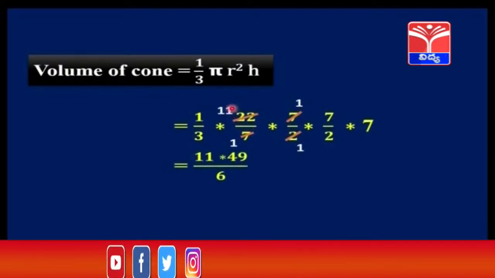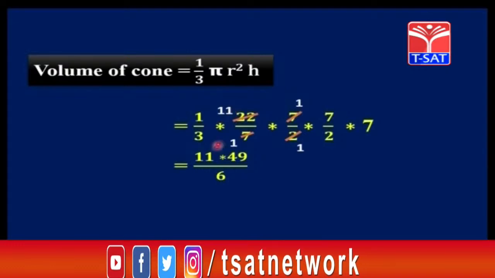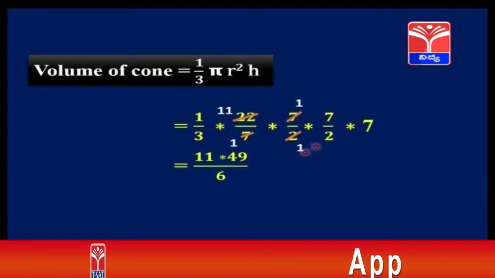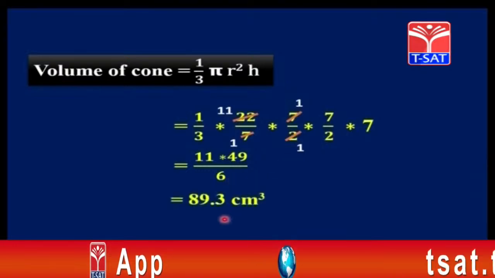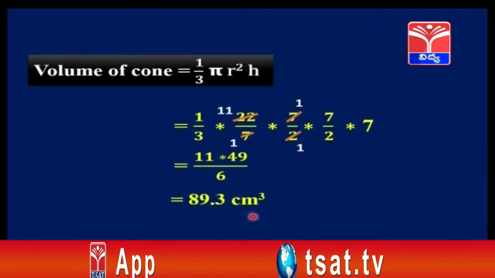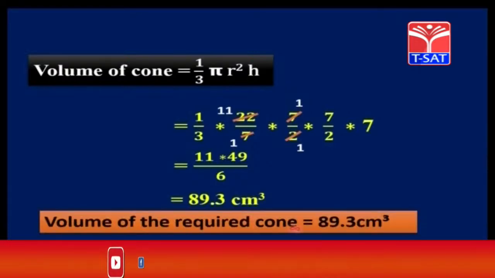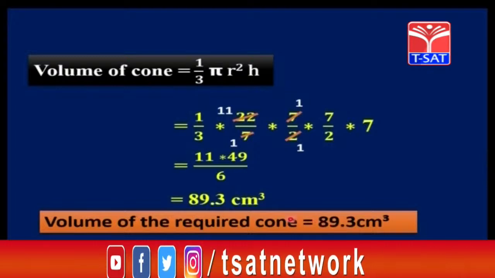Next, see the numerator values. 11 as it is, 7 into 7 is 49, 2 into 3 is 6. Now the complete answer is 89.3 centimeter cube. Now this is our required volume of the cone, 89.3 centimeter cube. Let's solve one more problem.